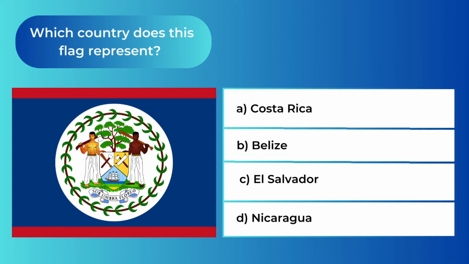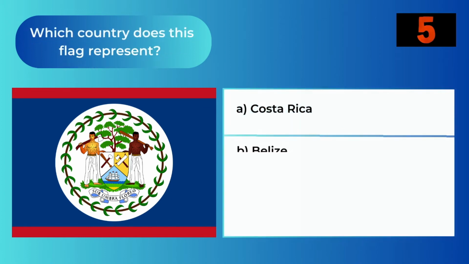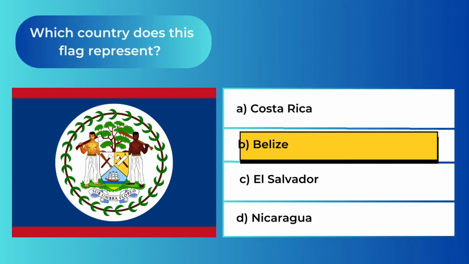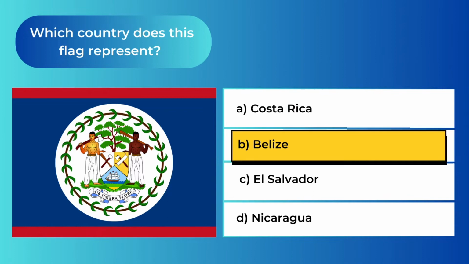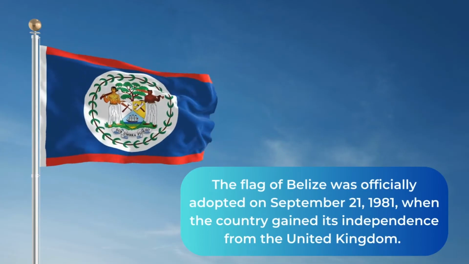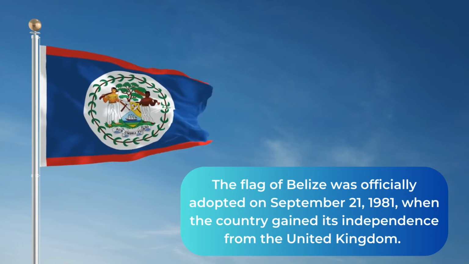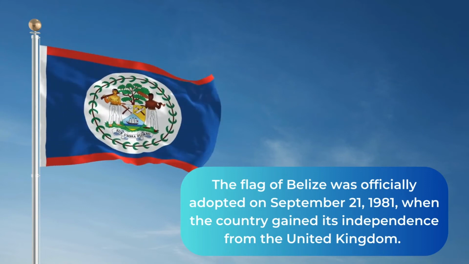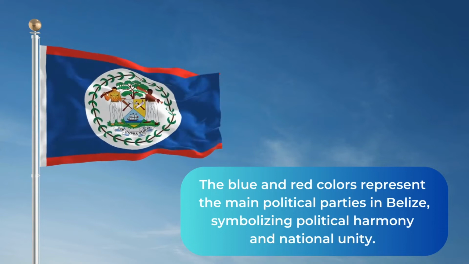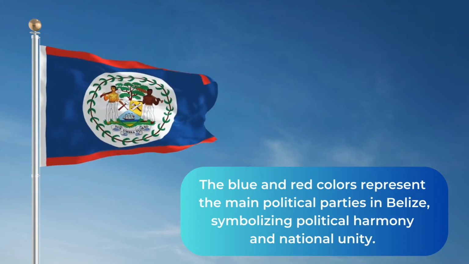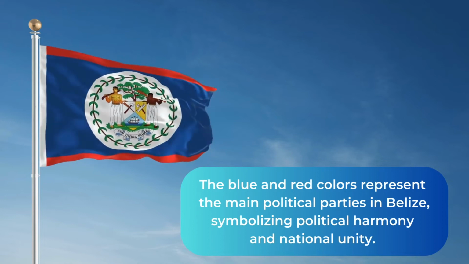Which country does this flag represent? The answer is B, Belize. The flag of Belize was officially adopted on September 21, 1981, when the country gained its independence from the United Kingdom. The blue and red colors represent the main political parties in Belize, symbolizing political harmony and national unity.